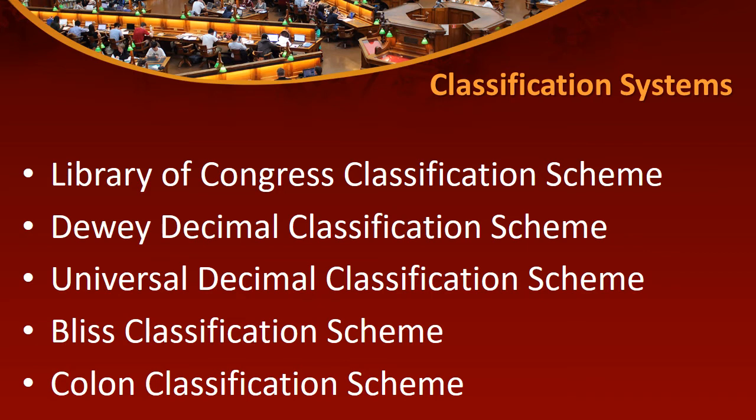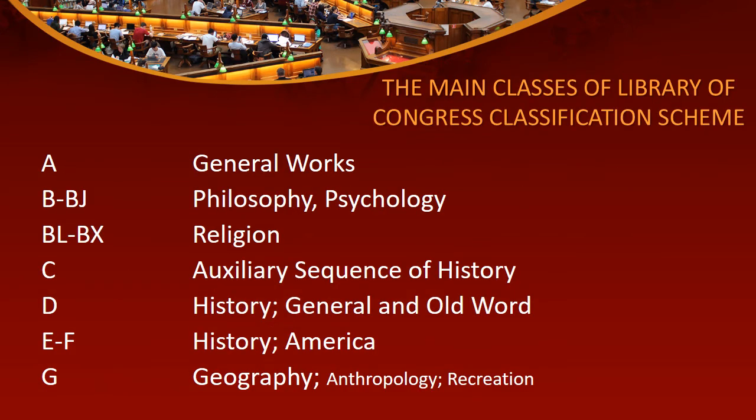Classification systems. We have different types of classification systems that are being used in different libraries, but the most common are the Library of Congress Classification Scheme and Dewey Decimal Classification. We also have Universal Decimal Classification Scheme, Bliss Classification Scheme, Colon Classification Scheme, and the likes of them. The main classes of Library of Congress Classification Scheme we are going to be discussing because that is mostly used in academic libraries and research libraries, which is related to what you need to study, use of library in academic institutions.